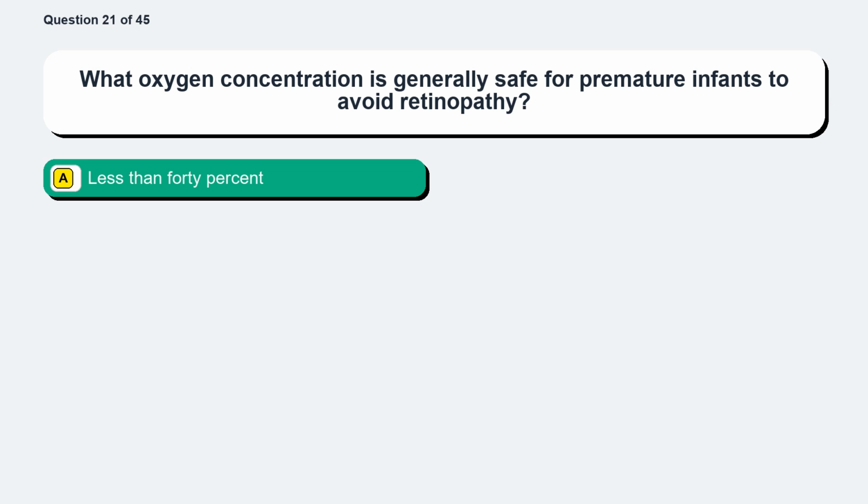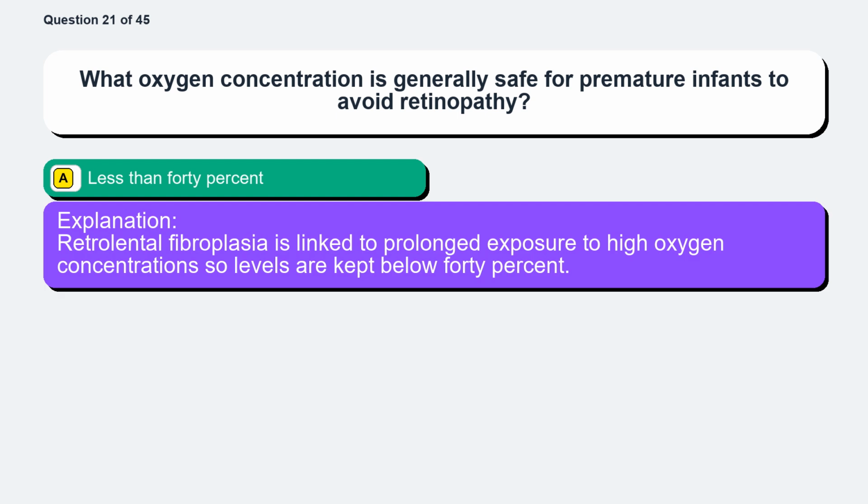The correct answer is option A, less than 40%. Retrolental fibroplasia is linked to prolonged exposure to high oxygen concentrations, so levels are kept below 40%.